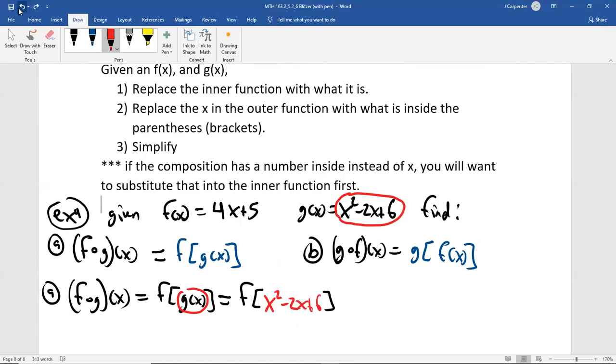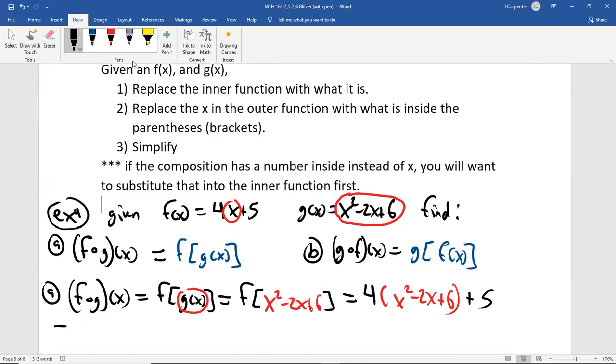So this is going to become 4, I'll use red for the replacement, so this x right here becomes what's inside the bracket, x squared minus 2x plus 6, and you obviously need parentheses for that, and then a plus 5. So again, it was 4x plus 5, but we were told to plug in this, so 4 times this plus 5.